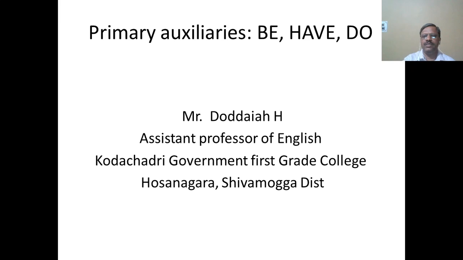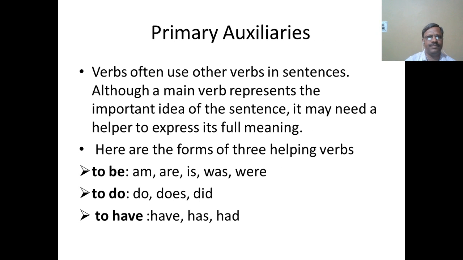Good morning, dear students. In the last class, we learned the verbs. We learned the main verbs, auxiliary verbs, and the modal auxiliaries, and we also learned regular and irregular verbs. In this session, let us learn about the primary auxiliaries in detail. The primary auxiliaries like be, have, and do forms.